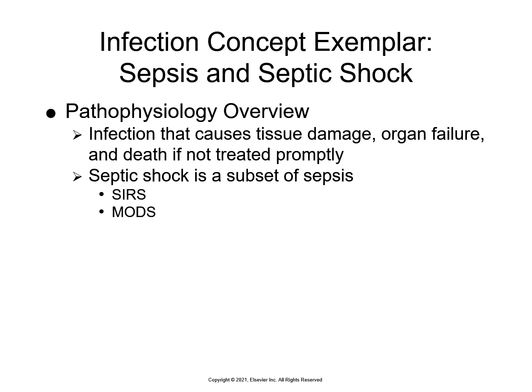What causes sepsis? It's an infection. It causes tissue damage, organ failure, and death if not treated promptly, and it is pretty significant. Septic shock is a subset of sepsis, and it can cause systemic inflammatory response, and it can also cause multi-organ dysfunction. So these are both syndromes, and these need to be treated as part of the septic shock.